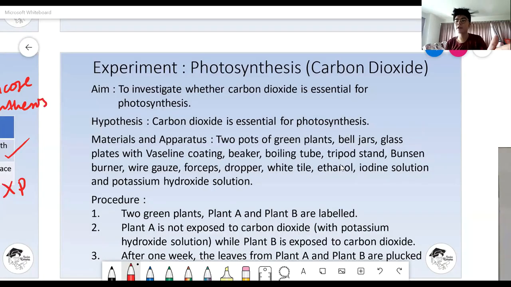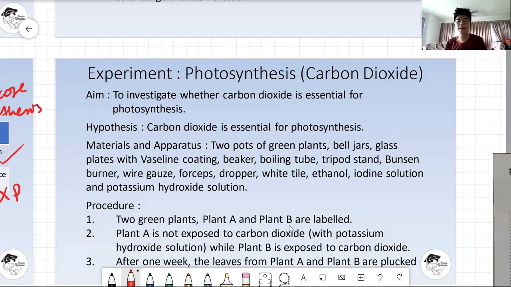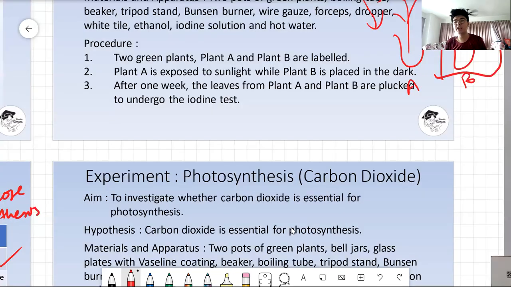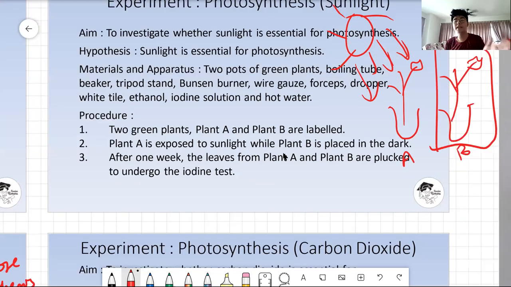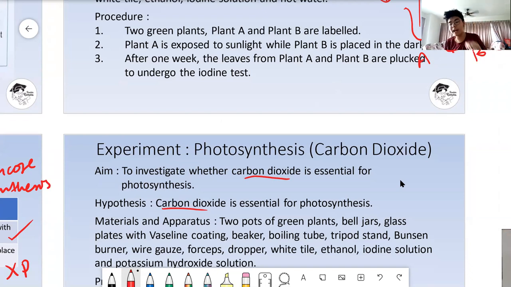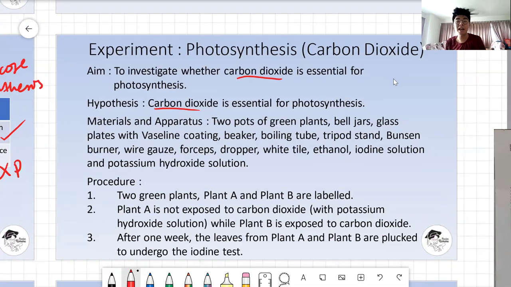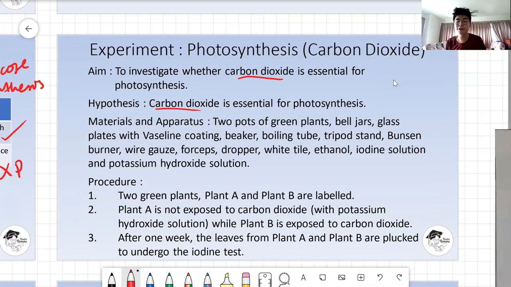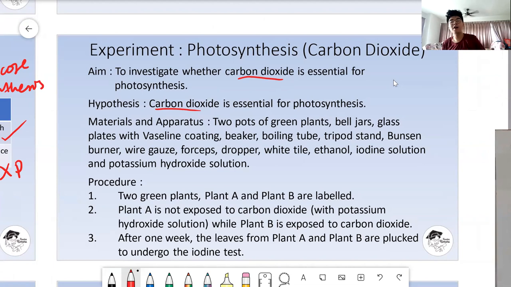So carbon dioxide, the aim is to investigate whether carbon dioxide is essential for photosynthesis. Okay, same idea like just now. Actually, just changing the word. Just now we said to investigate whether sunlight is essential. So now you say whether or not carbon dioxide is essential. Okay, change here. Carbon dioxide is essential for photosynthesis. You know already. You don't need to act like you don't know. You know you need carbon dioxide, then you put it there. This is an experiment only. There's no point acting like you don't know. So carbon dioxide is essential for photosynthesis. In fact, the diagram is going to be the same.